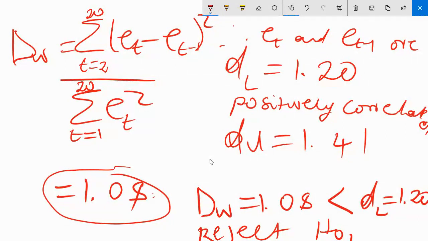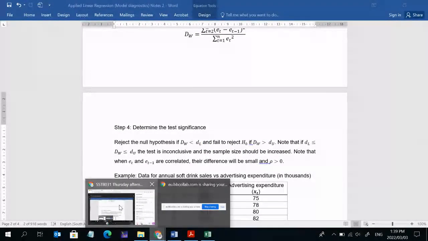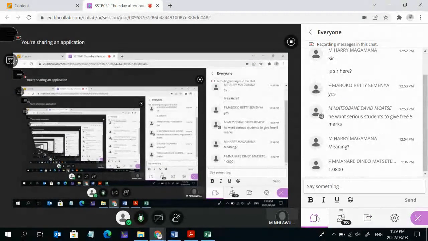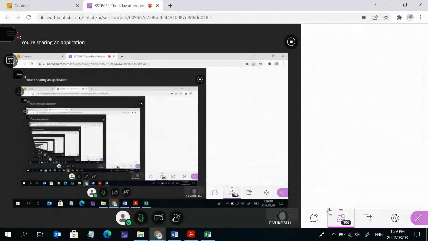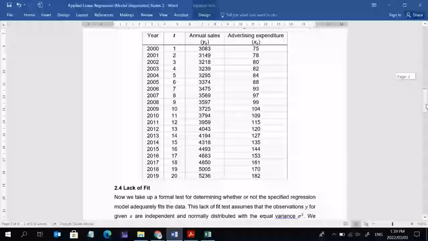So that's how to test if the errors are correlated or not. If there's a question, feel free before we go to the next one. So let's go back to the notes. Seems like there's no question.